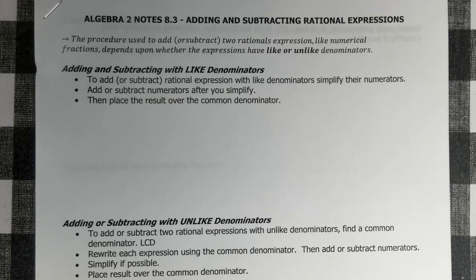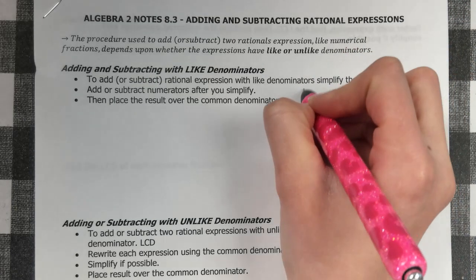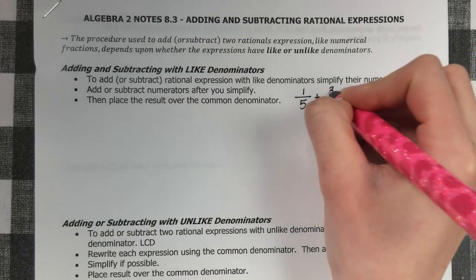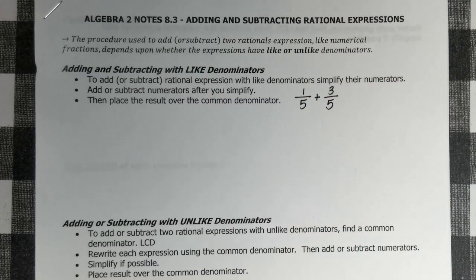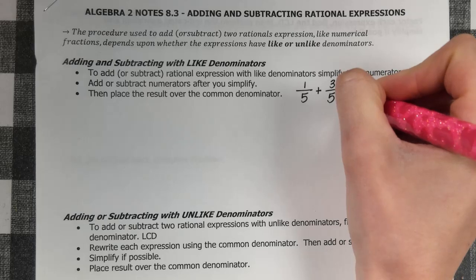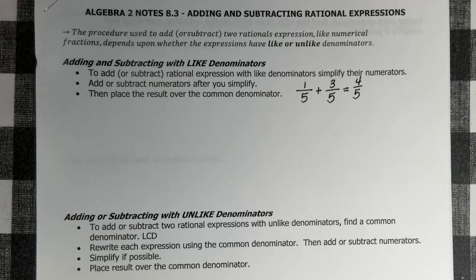I want you to think back to normal fractions that you would see in elementary and middle school. If I have something like 1/5 plus 3/5, can I add that? Yeah. What makes it to where I can add it? Common denominator. So if I have a common denominator, what does that give me when I add? 4/5. You add the numerators and it just goes over that same denominator. That is the same case when you have rational expressions.